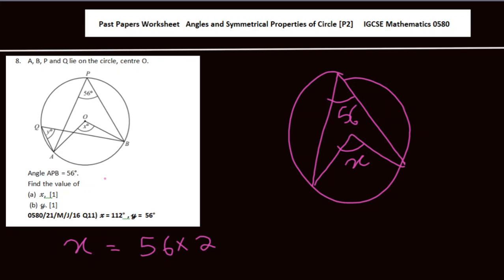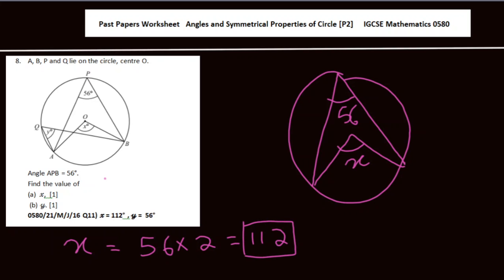A, B, P and Q lie on the circle with center O. This angle is 56. Find the value of angle X and angle Y. Okay. So to find angle X, we'll be using the property that angle at the center, which is X over here, is twice the angle at the circumference, which is 56 over here. So we just double 56 to get X. 56 times 2, which is 112.